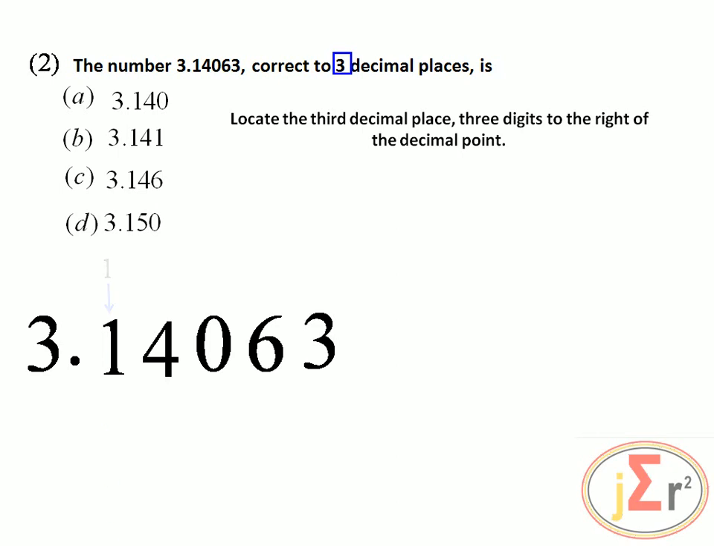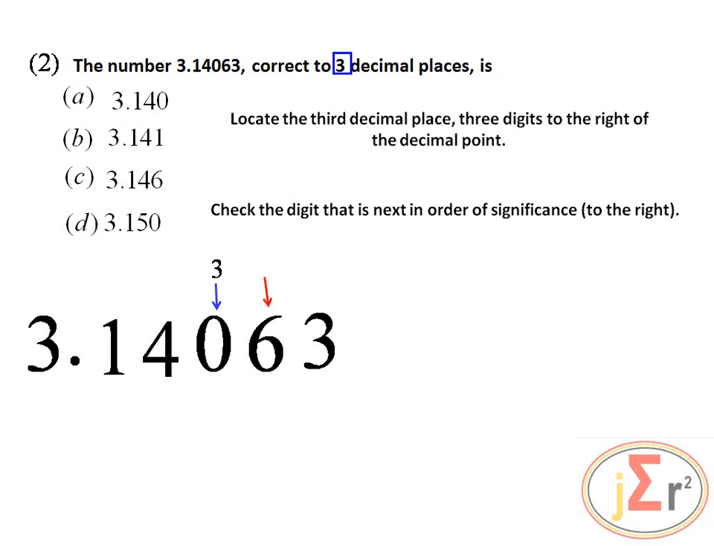1, and we are continuing, 2, 3 places to the right of the decimal point, and that is our third place of decimal, and that is the one that we are concerned with. But in order to do that, we need the help of the decimal place of less significance. So check the digit that is next in order of significance. That is the one that is to the right. And why are we checking it?